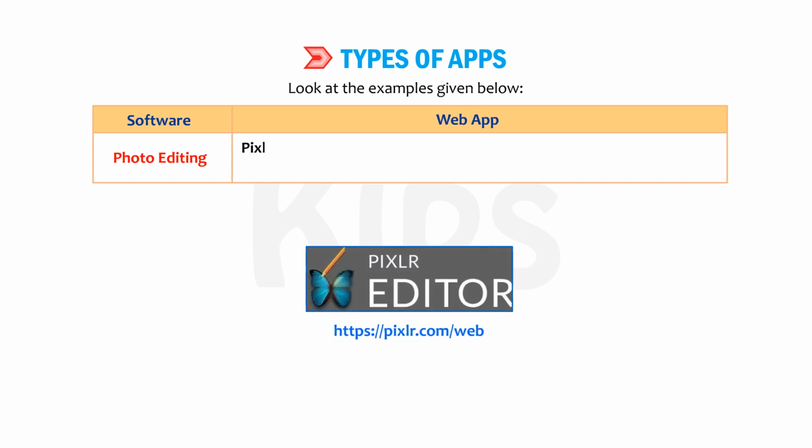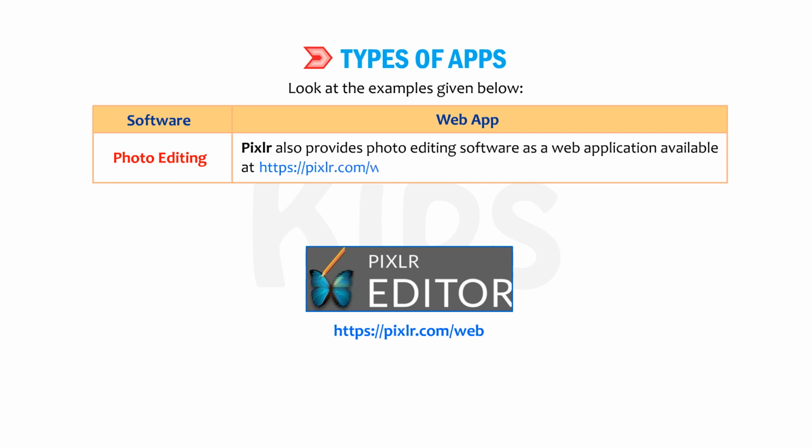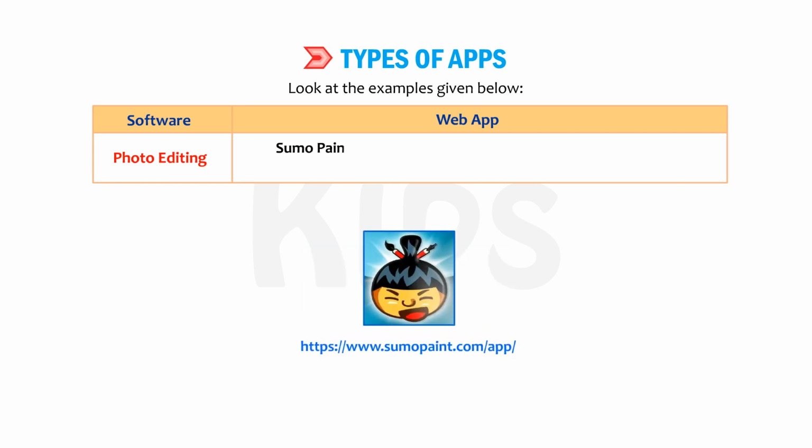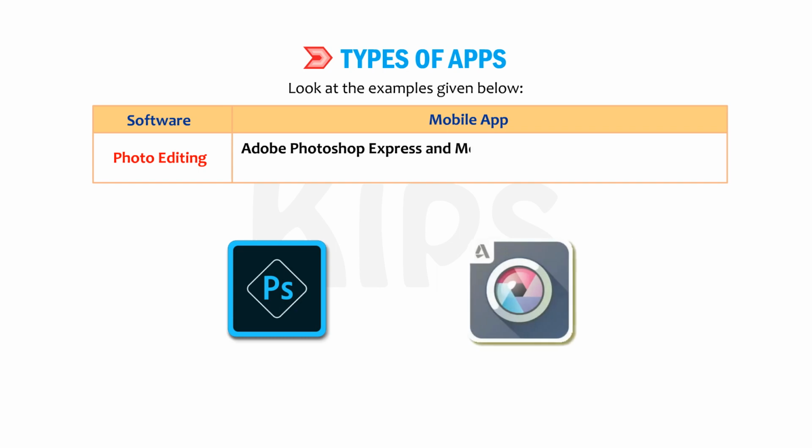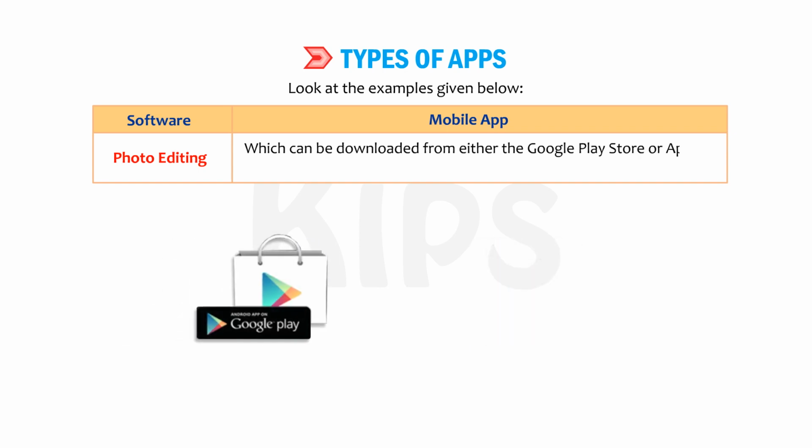Web app. Pixlr also provides photo editing software as a web application available at https://pixlr.com/web. Sumo Paint is another web-based photo editing application at https://www.sumopaint.com/paint/. Mobile app. Adobe Photoshop Express and Mobile Pixlr are photo editing apps for mobile devices, which can be downloaded from either the Google Play Store or Apple's App Store.